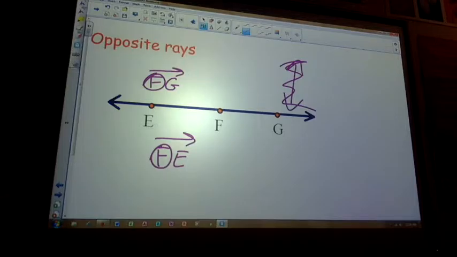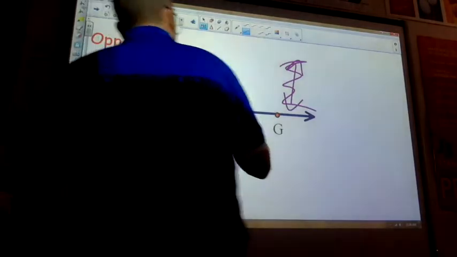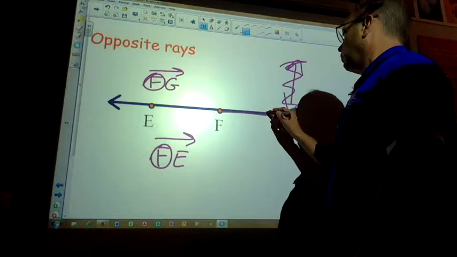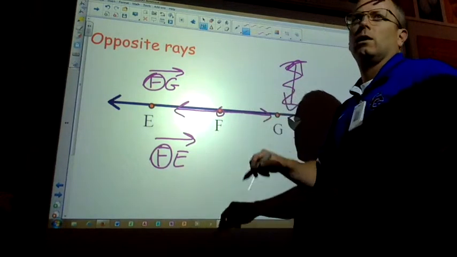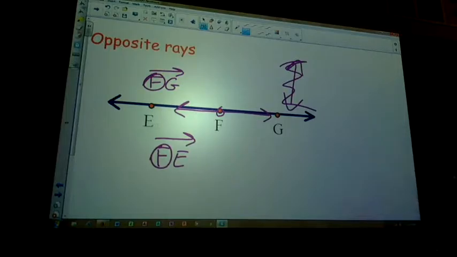So for rays, can it only be 2 or can it be more? You could name more, but the first letter will always be your starting point. Okay, but is it only FE and FG? As far as opposite rays, we're just trying to determine: I have one ray going this way, and I have another ray going this way. So we're just trying to define opposite rays.